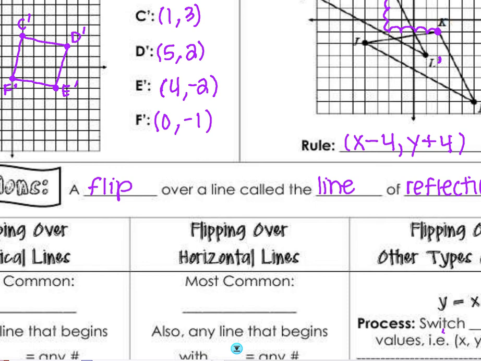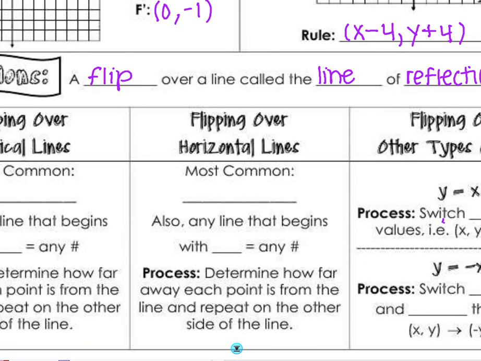Okay. So now what we're going to do is flipping over vertical lines. Vertical lines, the most common one is the y-axis. The y-axis is up and down, right? It goes like this. Wonderful. Also, any line that begins with x equals any number is going to be a vertical line as well. So if it says x equals 7, that means go to the right 7 and draw a vertical line right there.